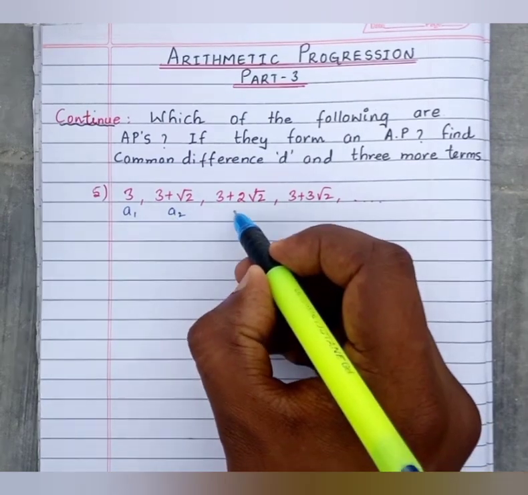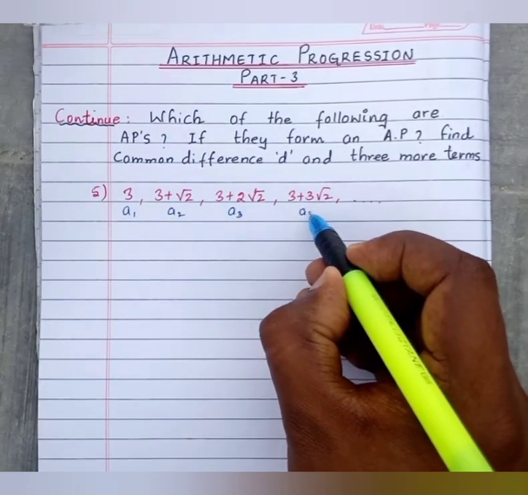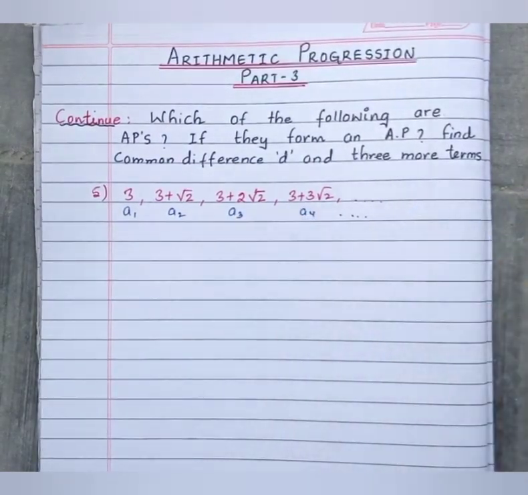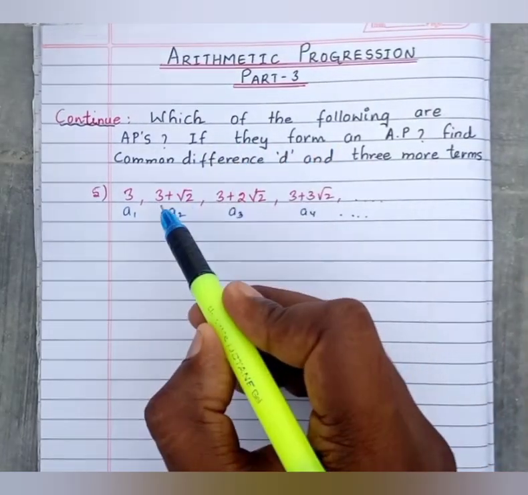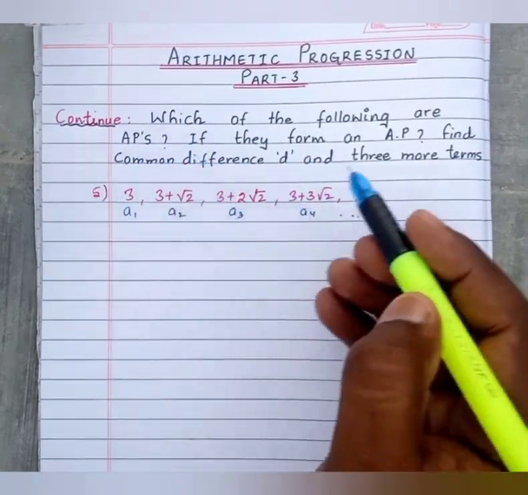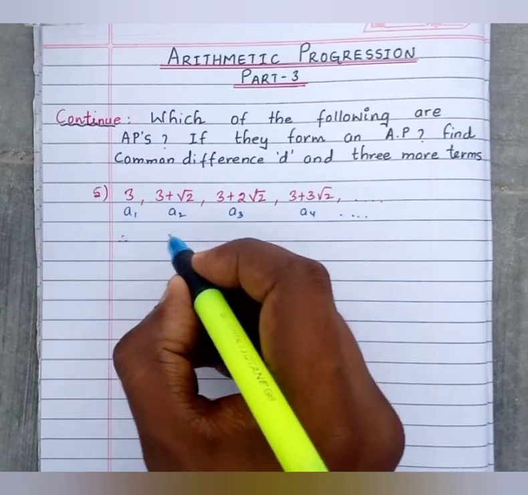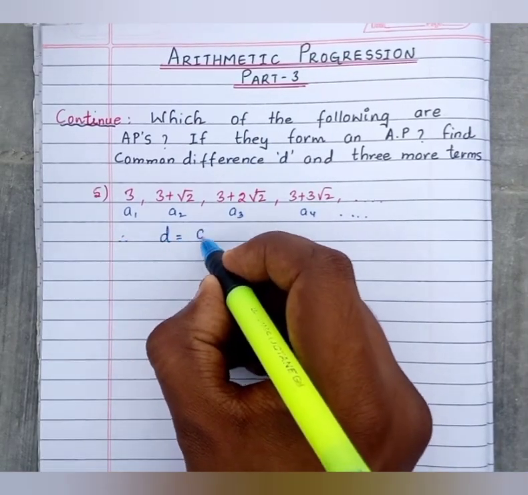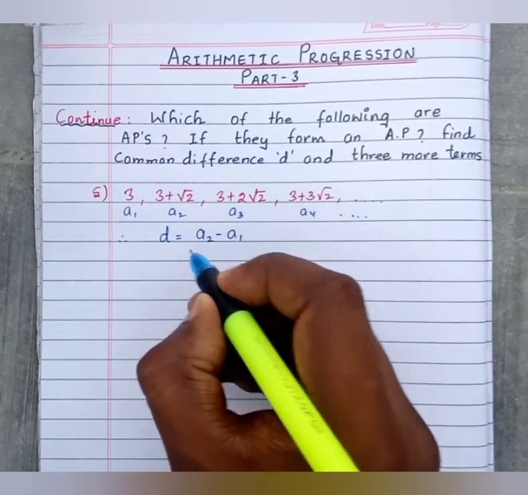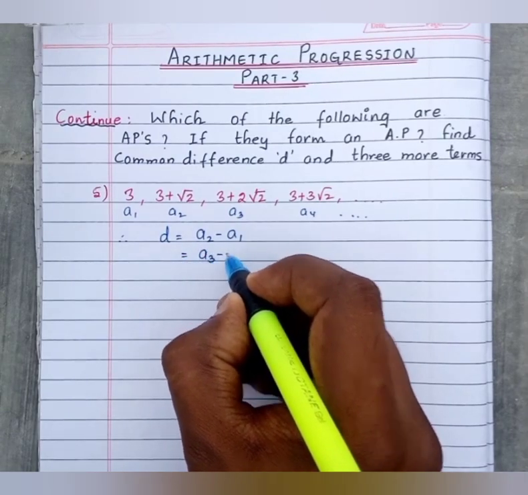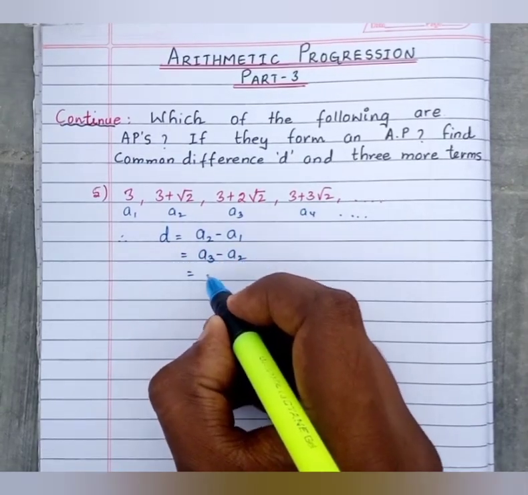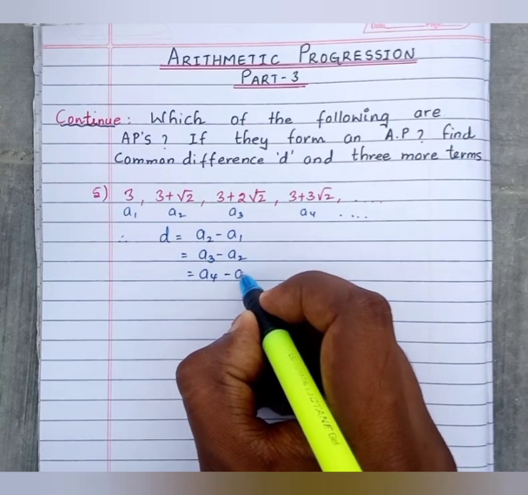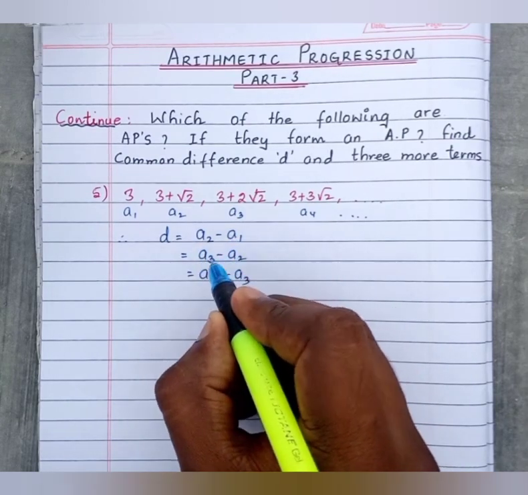I'll denote it as A1, A2, A3, A4 and so on. Now the important condition for AP is they should have the common difference. Now we'll find out the common difference. D equals A2 minus A1 or A3 minus A2 or A4 minus A3. Now we'll substitute the values.